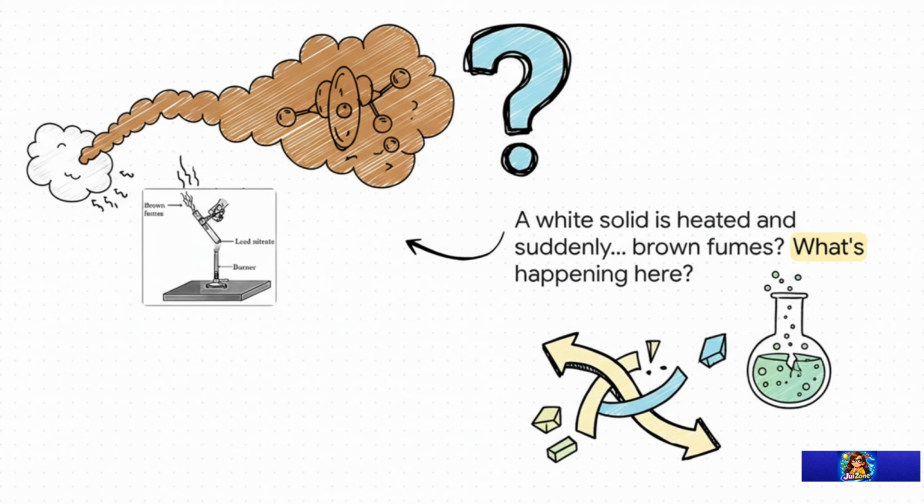So let's just jump right in with a little bit of a puzzle. Picture this. You take a simple white powder, in this case lead nitrate, and you start to heat it up. All of a sudden, poof, this cloud of brown fumes appears. It's a really dramatic change, right? But the question is, what is actually happening on a molecular level?